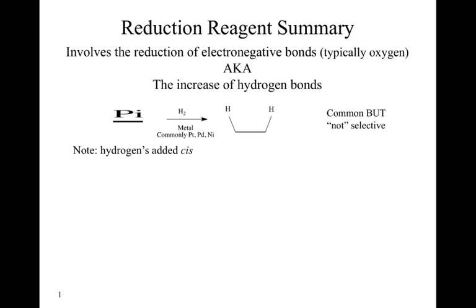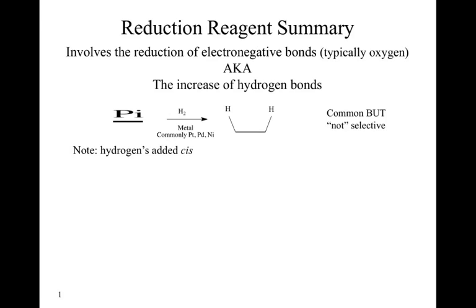So what we're going to go through here would be your reduction and oxidation reagents. So we'll start off with our reduction reagent summary. Okay, and one of the things that we want to look at is the reduction, or ways we could look at it to try and identify if a reduction or oxidation reagent was used.